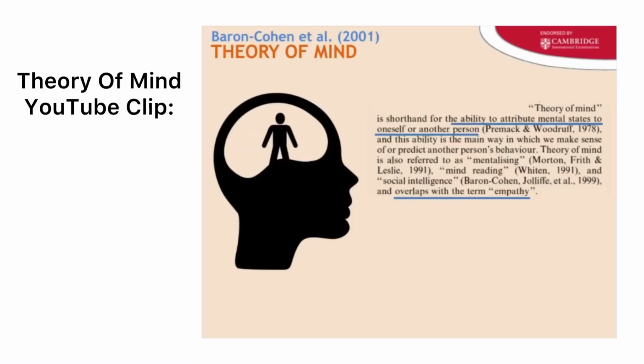Theory of mind, and this is taken from the introduction of the primary source, is shorthand for the ability to attribute mental states to oneself or another person. Baron Cohen also refers to the notion of theory of mind as other terms such as mentalizing or mind reading, and he also mentions that it overlaps with the term empathy. So that's an easier way to describe theory of mind. They're not quite perfect synonyms, but they are quite similar.